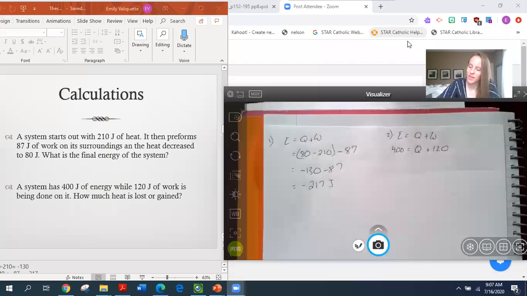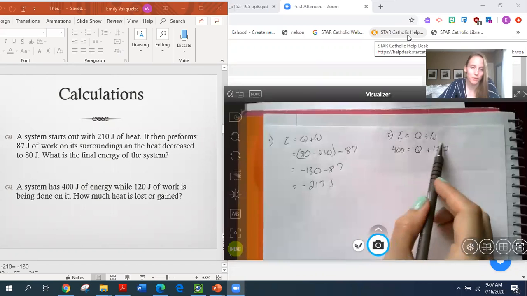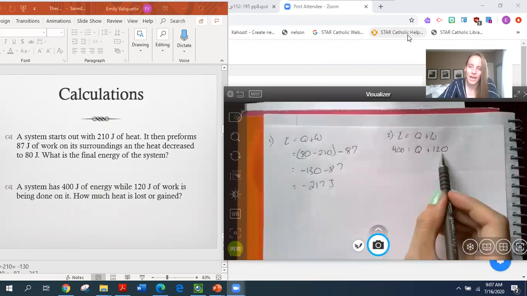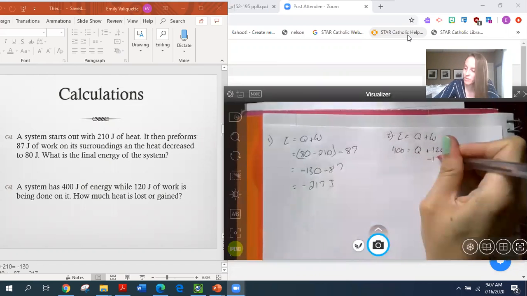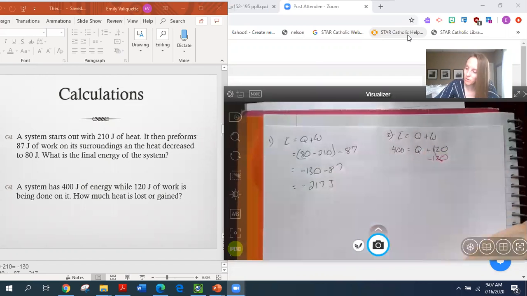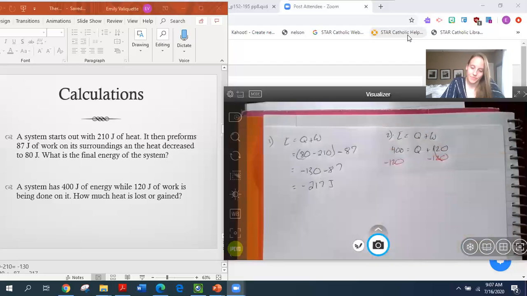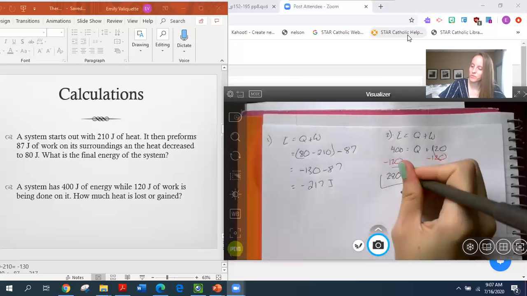Okay, so for this problem, we're starting off with the same formula, but this time we plug in the 400 joules for the amount of energy the system has, also plug in the 120 for the work, and since the work is being done on the system, it is a positive 120, and then we're going to solve for Q. So in order to do this, we need to move our 120 to the other side, so a positive 120, we will subtract it to cancel it out. What we do to one side, we must also do to the other. That gives us 280 equals Q. So that would be our answer. It's also joules.